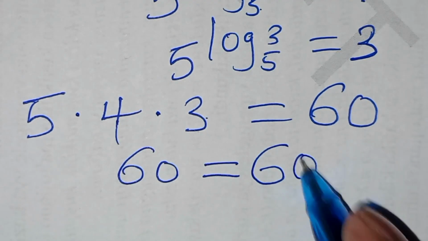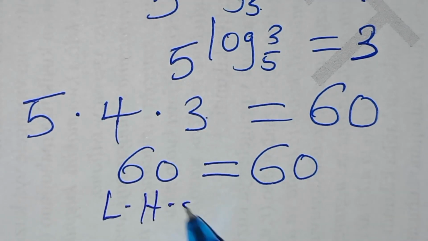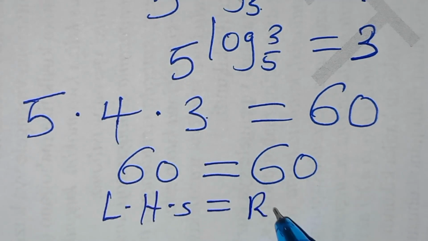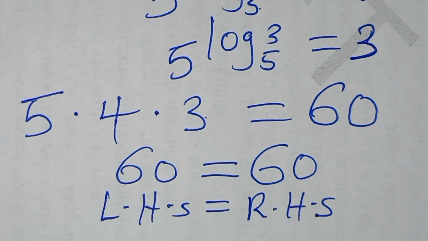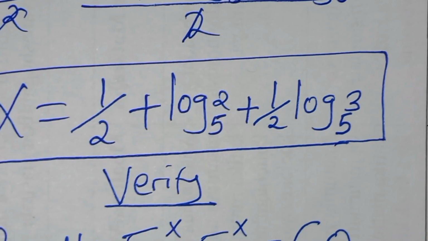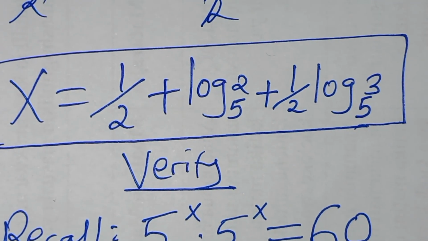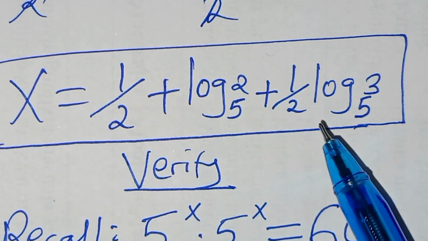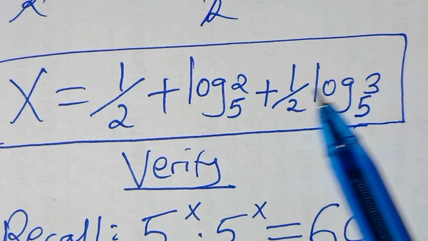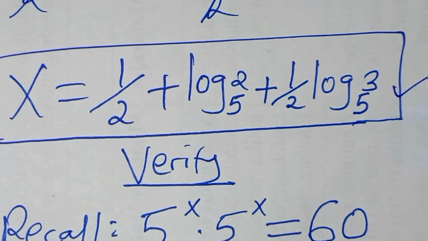And this shows that the left hand side is equal to the right hand side. And that affirms that the value of x, which is equal to a half plus log 2 to base 5 plus a half log 3 to base 5, actually satisfies the equation.